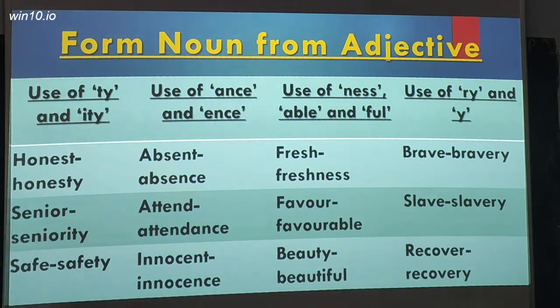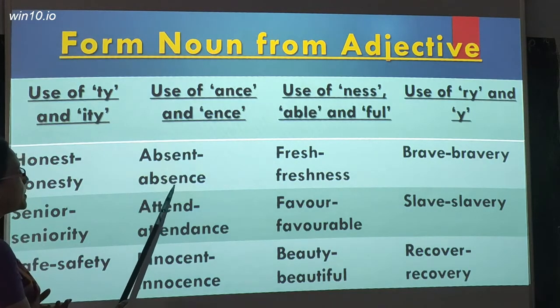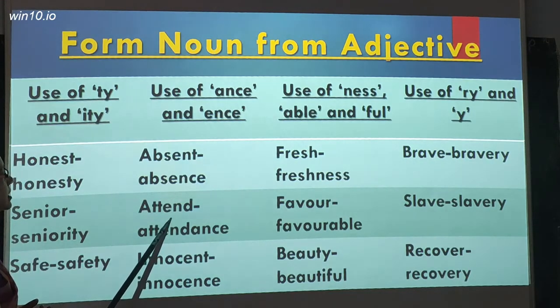Honest is an adjective and honesty is a noun. Senior is an adjective, seniority is a noun. Safe, as in it is a safe place. So safe is an adjective and safety is a noun. Absent, same. Absent is an adjective. Absence is a noun. Attend is a verb, attendance is a noun. Innocent, innocence.